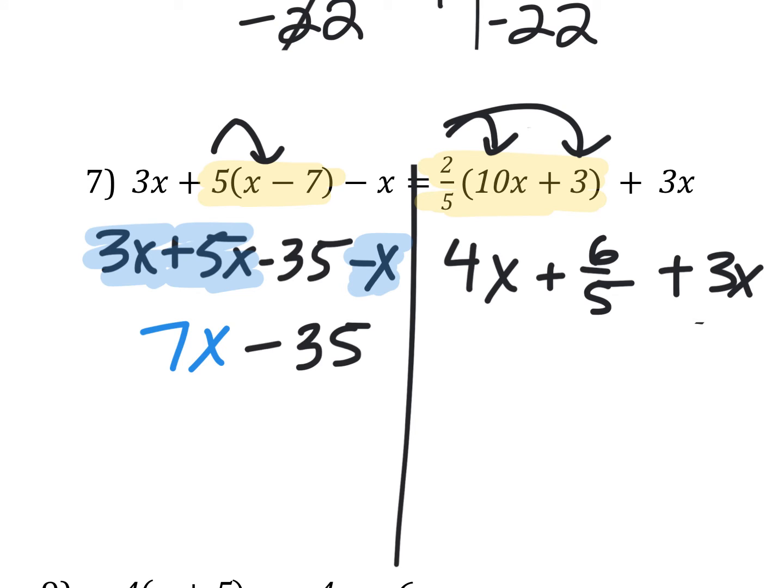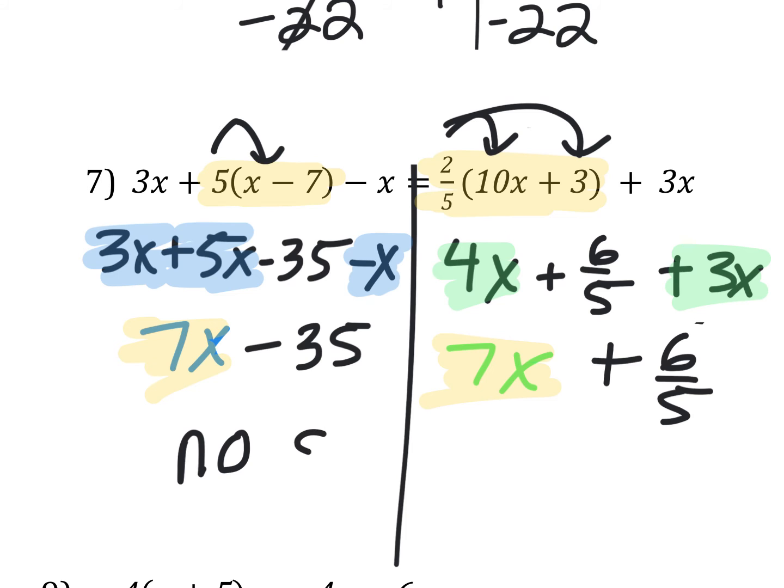Over here to the right, I also have some x's I can put together. What's 4x plus 3x? 7x. Plus 6 over 5. It's clicking. I have exactly the same variables. 7x, 7x. Are they paired with exactly the same number? No. 7x minus 35 cannot ever balance out with 7x plus 6 over 5. So this is an example of an equation that has no solution.